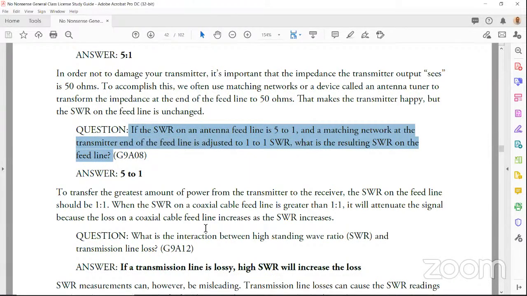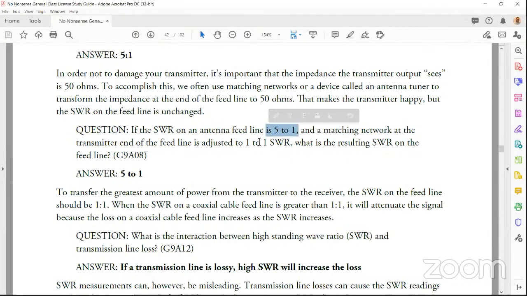If the SWR on an antenna feed line is 5 to 1, and the matching network at the transmitter end of the feed line is adjusted to 1-to-1 SWR, what is the resulting SWR on the feed line? So I did mention that they were going to give us a trick question, and this is sort of a trick question because they're saying that the SWR on the feed line is 5-to-1. But then we adjust it to 1-to-1, and they ask us what is the resulting SWR. So you might be tempted to say, well, if we adjusted it to 1-to-1, then the answer is 1-to-1, right?